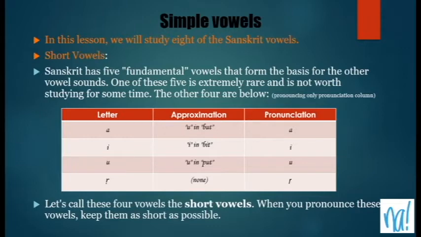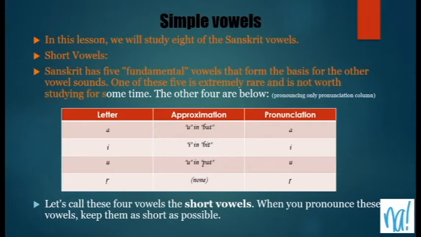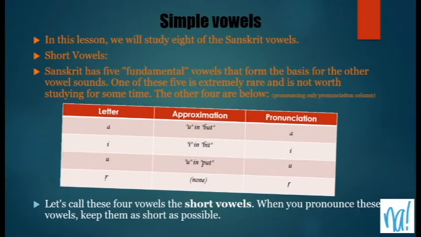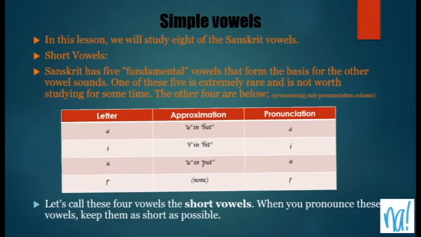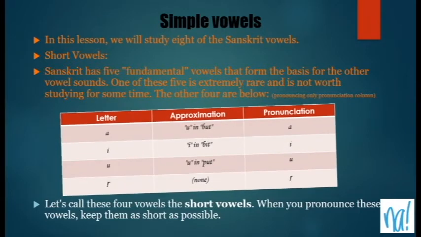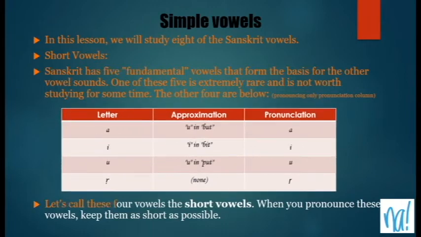Short vowels. Sanskrit has 5 fundamental vowels that form the basis for the other vowel sounds. One of these 5 is extremely rare and is not worth studying for some time. The other 4 are below, pronouncing only the pronunciation column. A, I, U, R. Let's call these 4 vowels the short vowels. When you pronounce these vowels, keep them as short as possible.